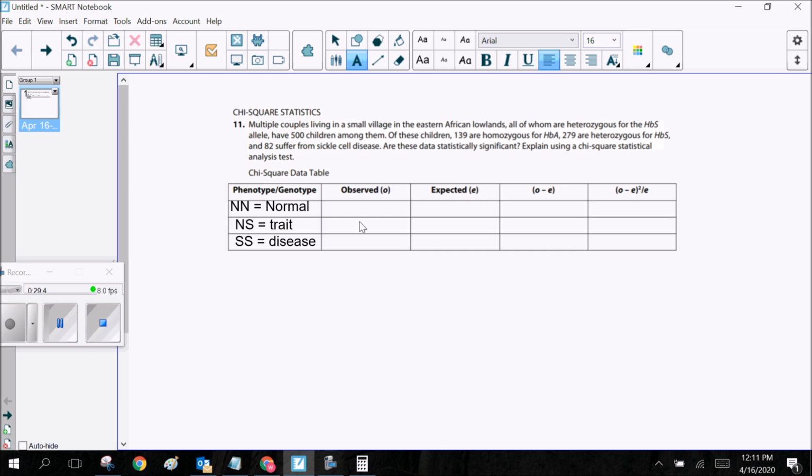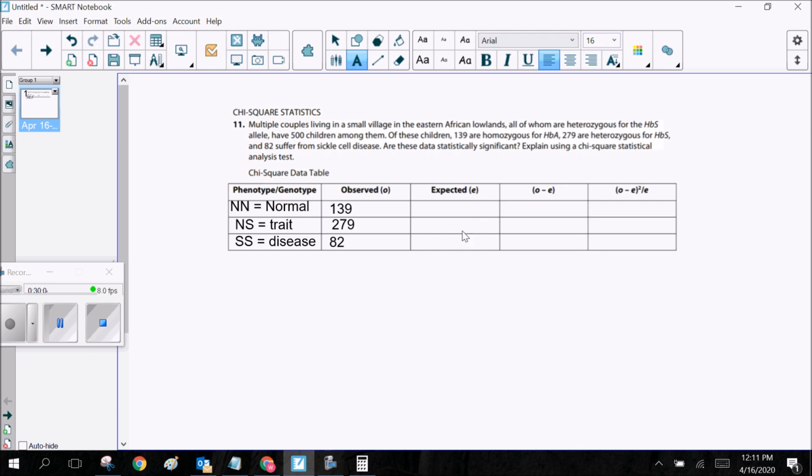My observed values have already been given to me. So I have 139 that are homozygous normal. I am given 279 that are heterozygous and have the trait, and I'm given 82 that have the sickle cell disease and are suffering from it.